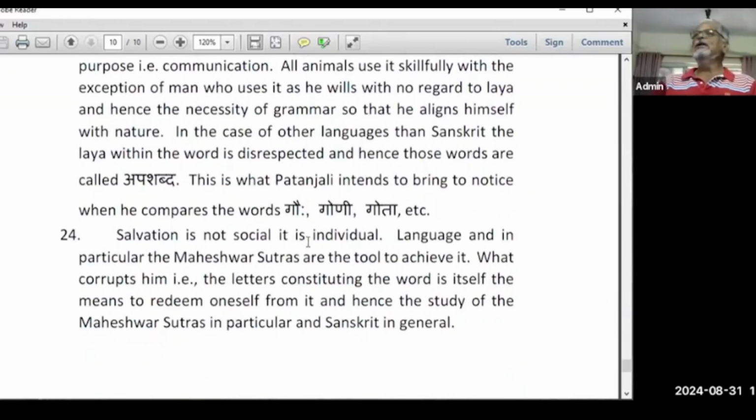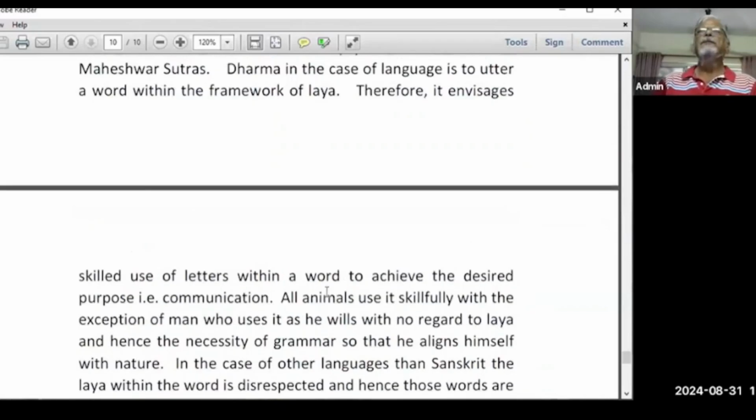Salvation is not social, it is individual. Language, and in particular the Maheshwar Sutras, are the tool to achieve it. What corrupts him, that is the letters constituting the world, is itself the means to redeem oneself from it. And hence the study of the Maheshwar Sutras in particular and Sanskrit in general.